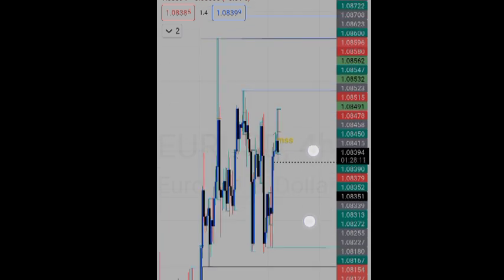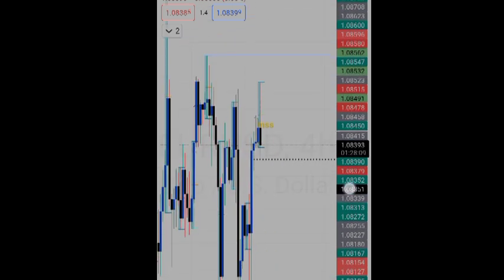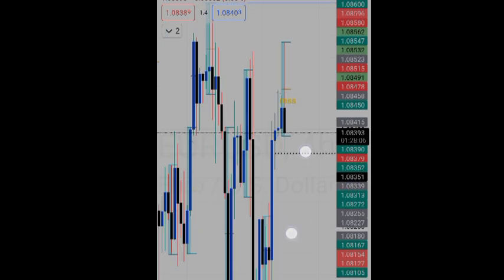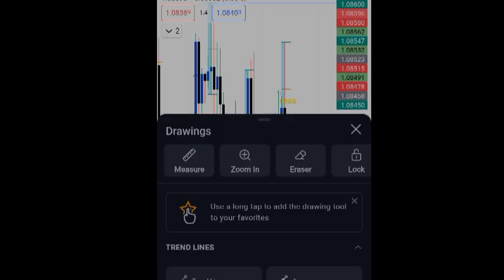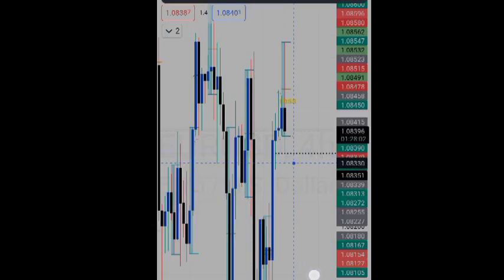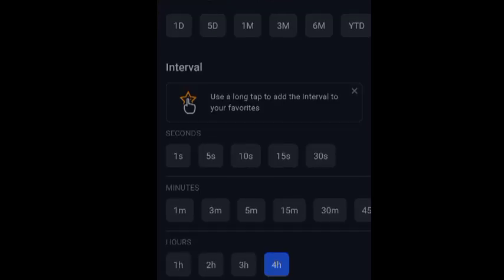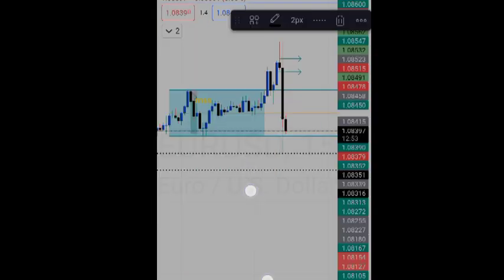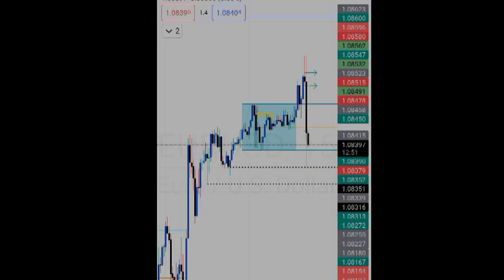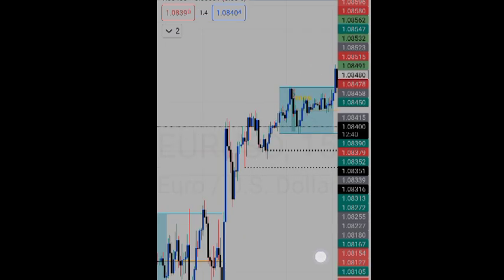Oh, even in the 4 hour. At least if we target this 4 hour low, it's not bad. Let me see what it looks like on the 15 minutes. It's not bad. Remember, I see fair value gaps leaking all over this place. You feel me?